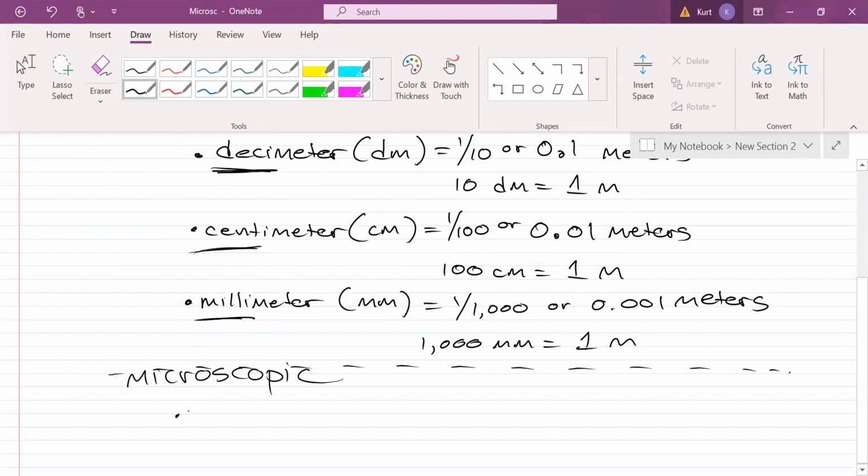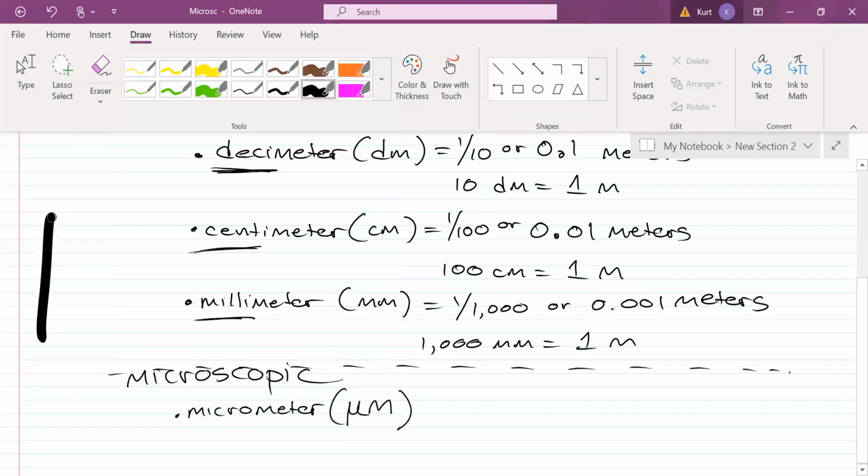The next one is going to be a micrometer. And the symbol for a micrometer is not M, because M was taken from milli. The symbol that we use is the lowercase delta. I'm going to draw it really big over here. It looks like this.